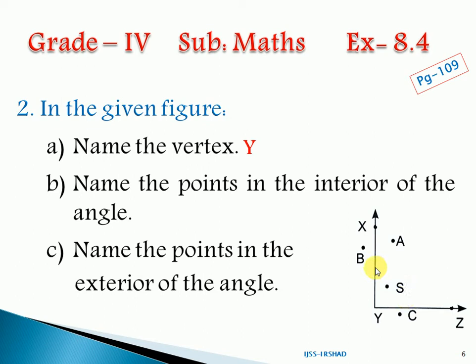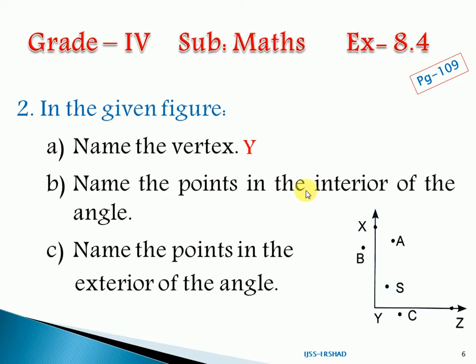So interior means between the two arms, where we are showing the arc of the angle. In this case we will show this is the arc. I am trying to show you with the pointer. This is the arc. So whatever comes in between these two arms will be interior, and what comes outside will be taken as exterior.